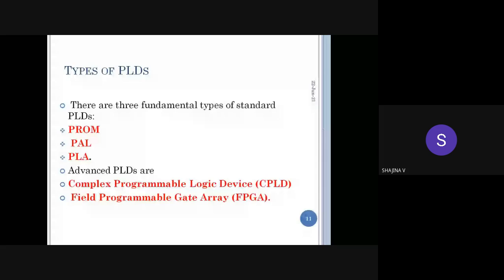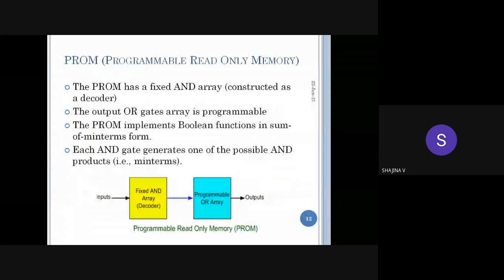അതിന്റെ ഓരോന്നിന്റെയും ഫംഗ്ഷനും ആപ്ലിക്കേഷൻസ് ഒക്കെ ഡീറ്റെയിൽ ആയിട്ട് അറിഞ്ഞാൽ മതി. ഓക്കെ, സോ ദീസ് ആർ ദ PLDs. Now we can simply see the fundamental PLDs, that is programmable read-only memory. PROM has a fixed AND array that are constructed as decoder.